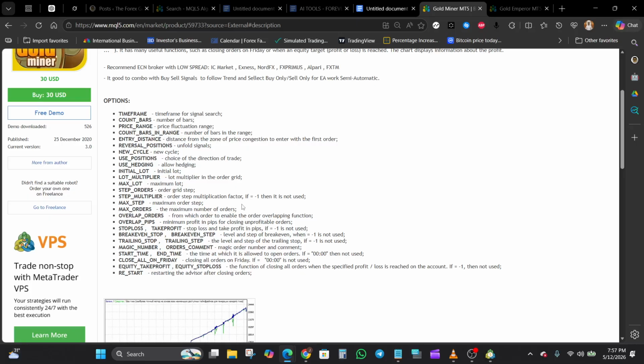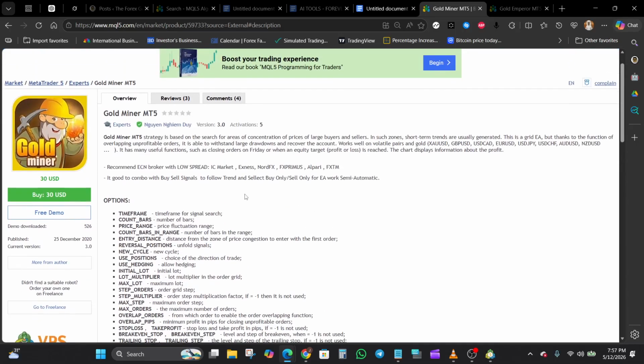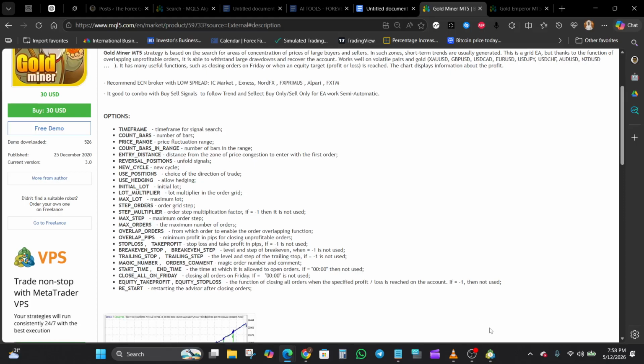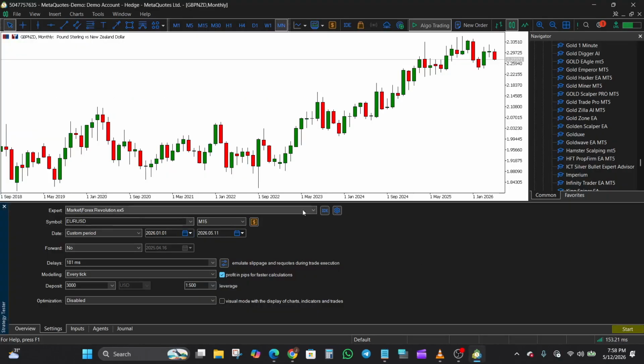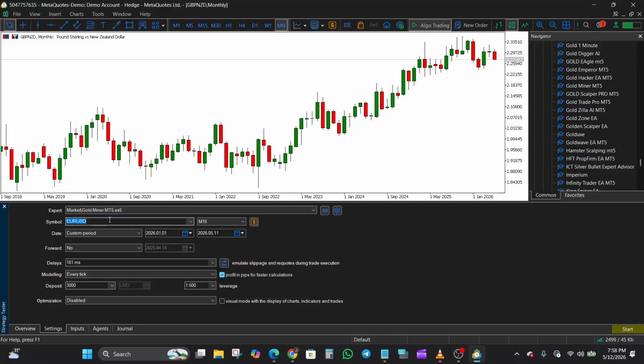Now, moving into the historical backtesting side, this is where you really want to evaluate how the EA behaved across different market conditions over time rather than focusing only on short-term results. So we are going to be testing the Gold Miner EA on gold. Let's head over to the strategy tester right now and select the Gold Miner EA. And let's change this to XAU USD.